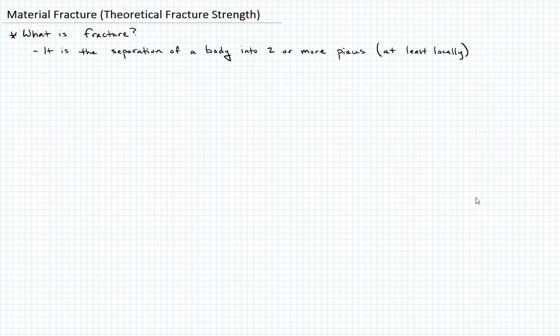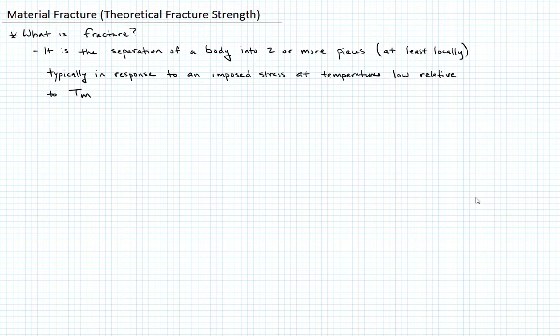Okay, so fracture is just the separation of a body into two or more pieces, at least locally. The whole thing doesn't have to be in two pieces, but at any point we're looking at on the crack, it's going to be in two pieces. It's typically going to occur in response to an imposed stress and at temperatures low relative to the melting temperature, so a low homologous temperature. Okay, so that's what fracture is.